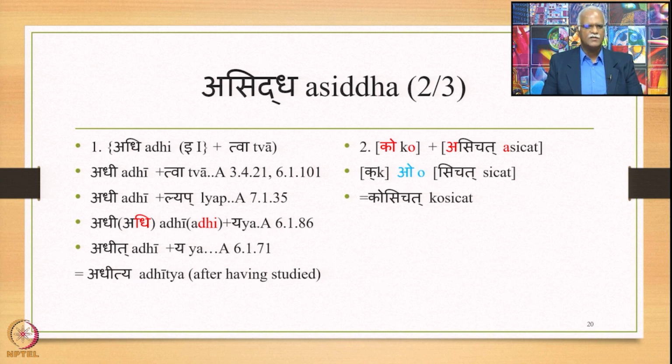So, we have adhi plus e over here and the verbal root is e. So, we can add the augment tuk and we can derive the form adhitya. Similarly, if we go to kosichat, ko plus asichat.